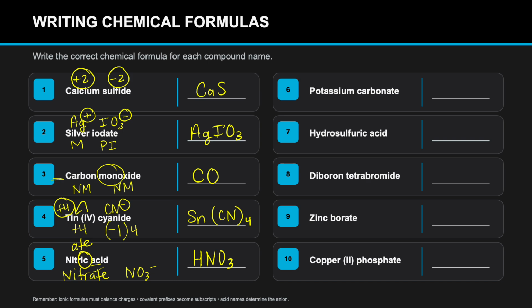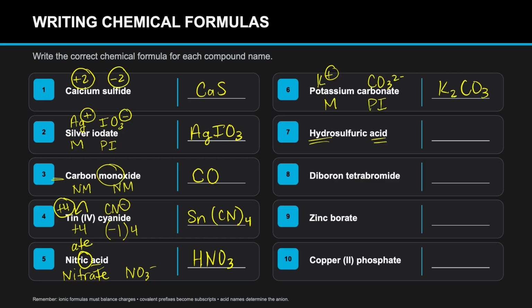Then we have potassium carbonate. That's a metal and a polyatomic ion that's negatively charged. So potassium is a positive 1. Carbonate, CO3, 2 minus. So I'm going to need 2 of those potassiums to balance out the carbonate. So it's going to be K2CO3.